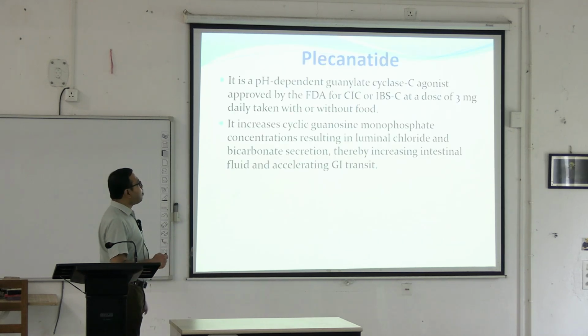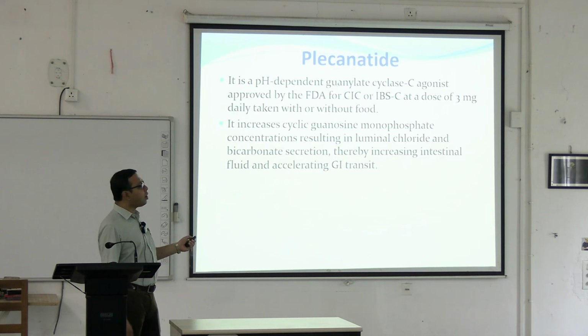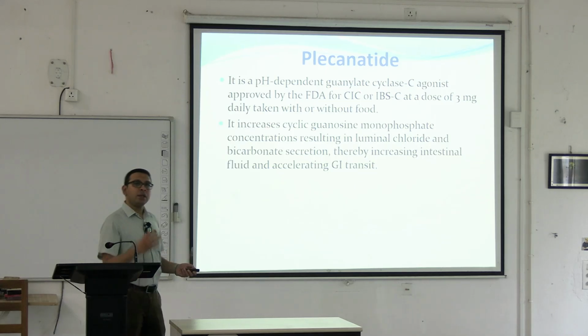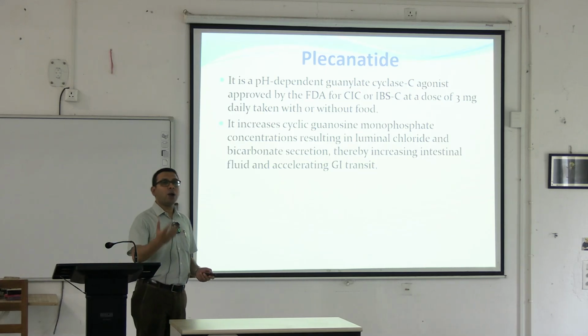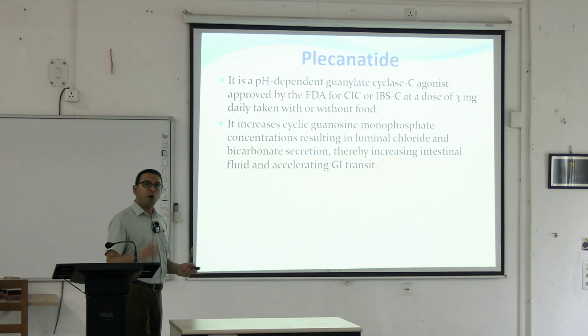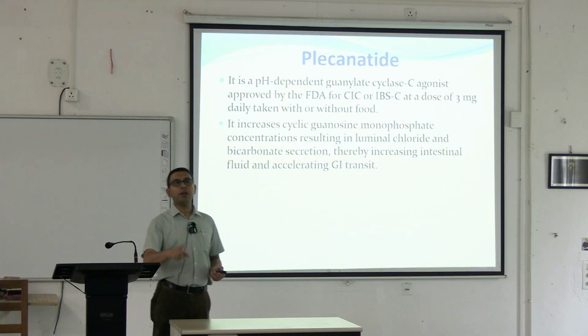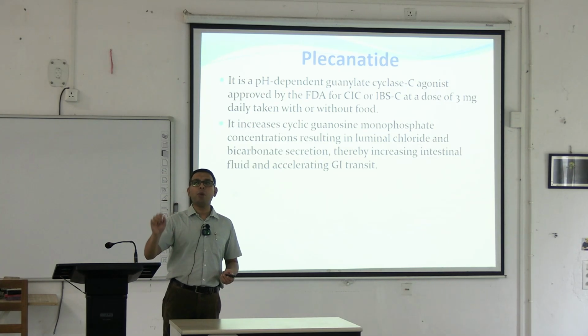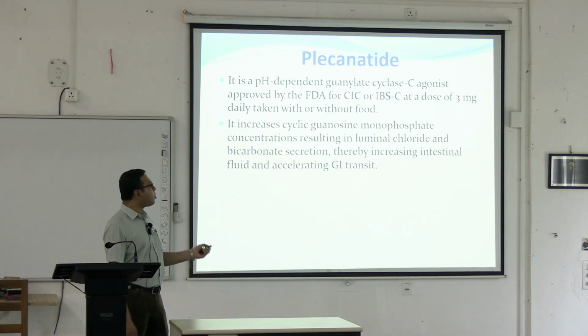Plecanatide. Plecanatide is a pH dependent guanylate cyclase C agonist. It is more or less similar to the newer ones like linaclotide. It is approved again both for chronic idiopathic constipation as well as irritable bowel syndrome with constipation type. Dose is 3 mg daily taken with or without food.